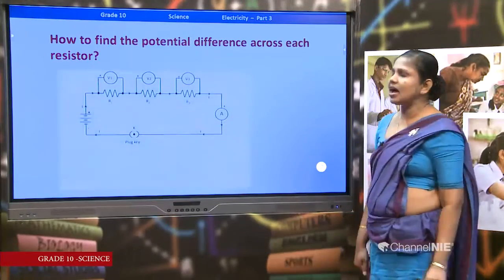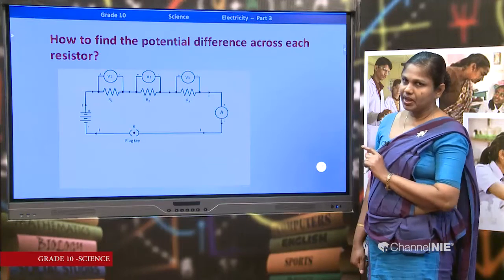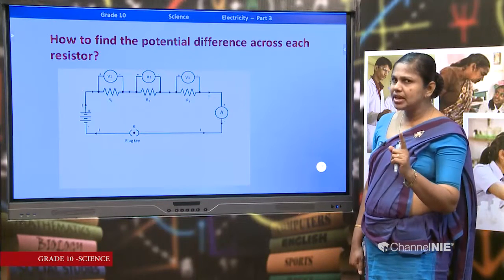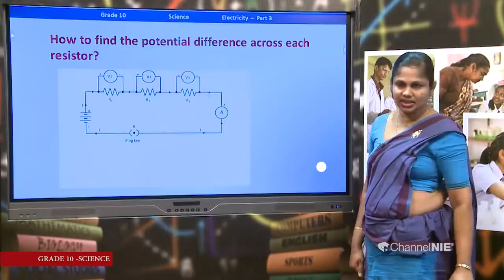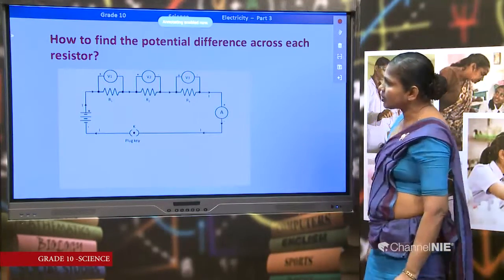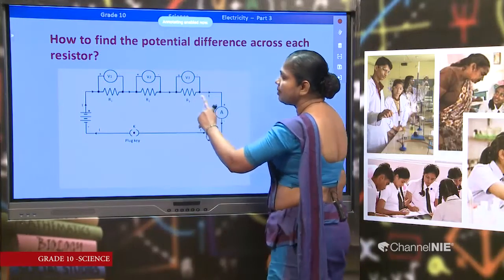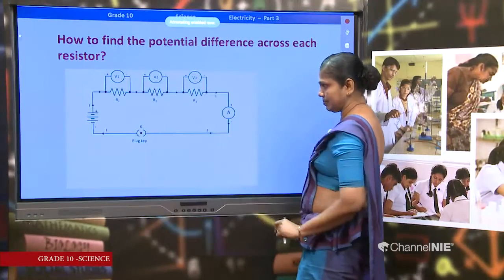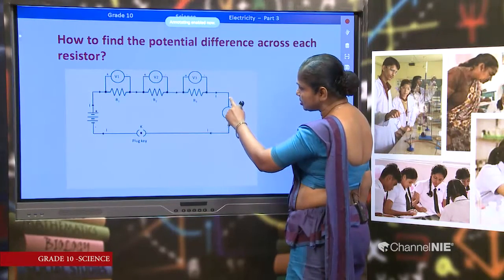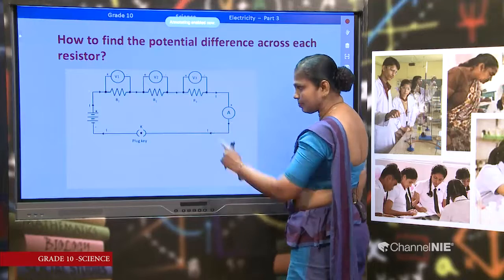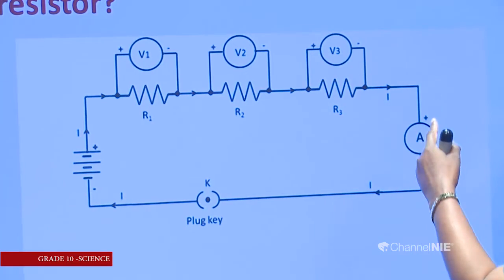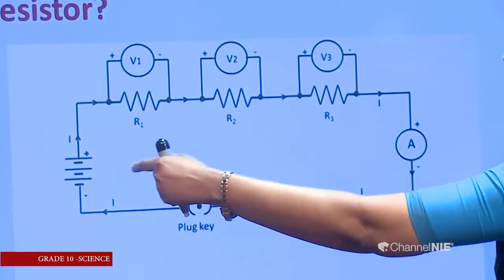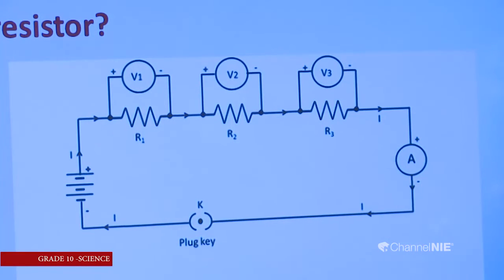When many resistors are combined in series like this, there is a possibility to find the potential difference across each resistor. Look here, children. Here, 3 resistors are joined in series. The 3 resistors are R1, R2, R3. Right, an ammeter is connected to get the reading of the current flow. When the switch is on, a certain current flows through R1, R2, R3. The same current I flows through all of R1, R2, R3.